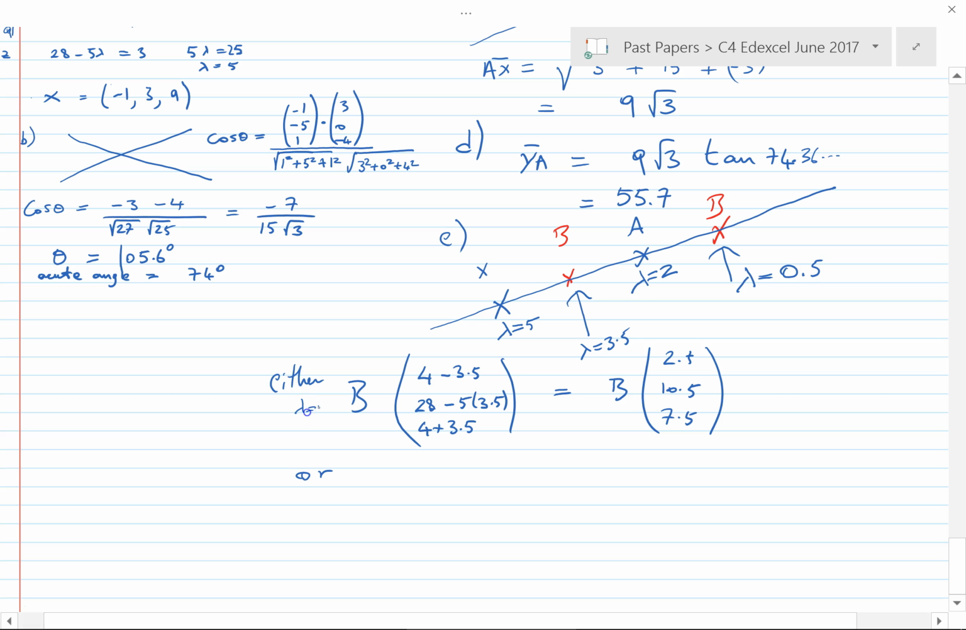So that's our lambda equals 3.5, lambda equals 0.5, that's 4 minus 0.5, sorry, that should be 0.5 there, of course, I can just see that there. 4 minus 0.5 and 28 minus 5 times 0.5 and 4 plus 0.5. So that gives us 3.5, 28 minus 5 times minus 2.5, so that's 25.5, and then this is 4.5.